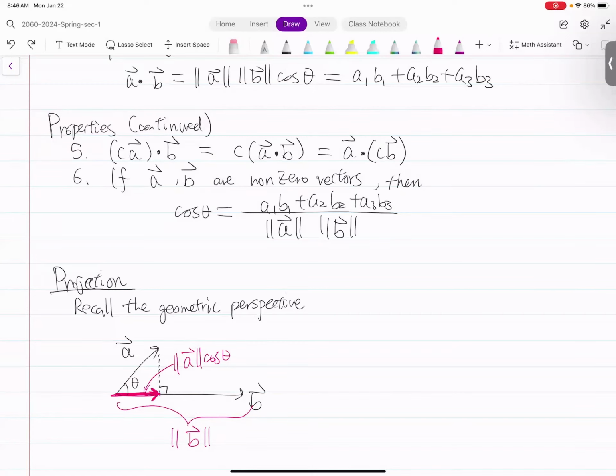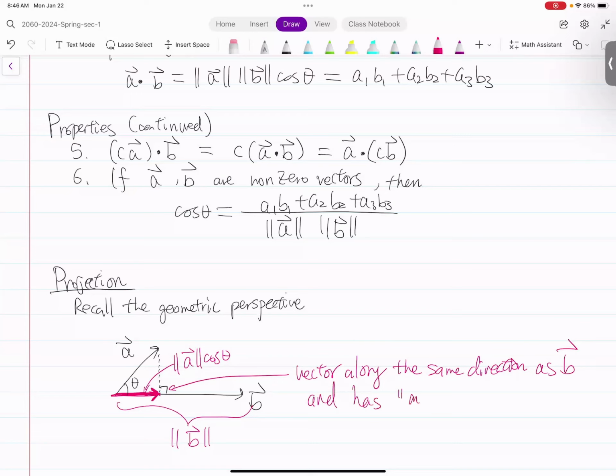So now, the emphasis here is about the vector in red. So this vector is along the same direction as vector B and has magnitude as the magnitude of A times cosine theta.